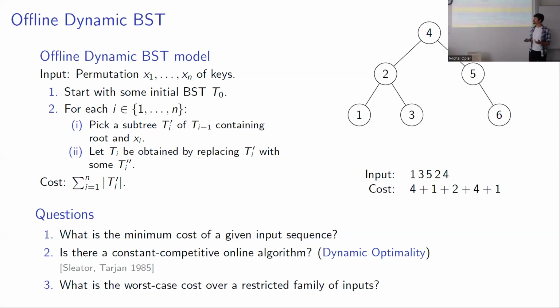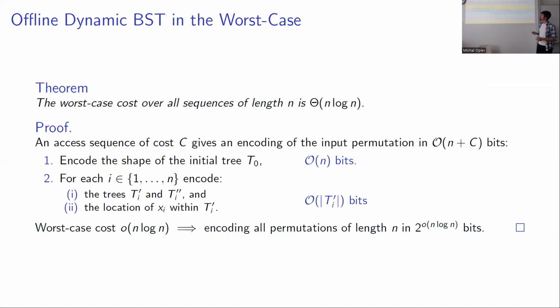But first, what is even the worst case, right? Because we know the famous lower bound for sorting, but this does not quite apply here, because if you're talking about the offline version, you know the whole sequence. You can design your binary search tree in whatever way you want. So it doesn't follow from the sorting lower bound, but it follows from an encoding lower bound. So really, the worst case cost over all sequences of length n is still n log n.